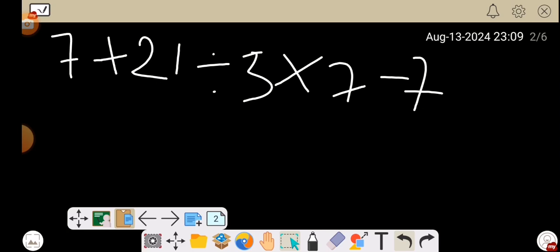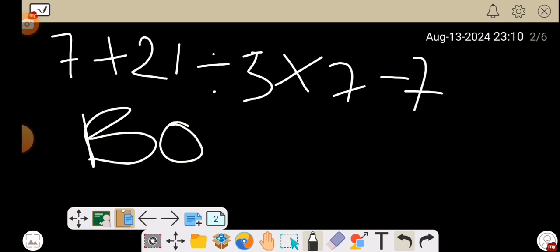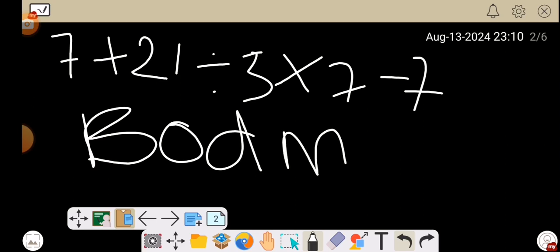So this is the question I've just copied, which is 7 plus 21 divided by 3 times 7 minus 7. When you see something like this, it is complicated. It has multiplication, division, addition and subtraction. So the first thing, you should try to make use of the word BODMAS. BODMAS is normally used in order to solve this question.